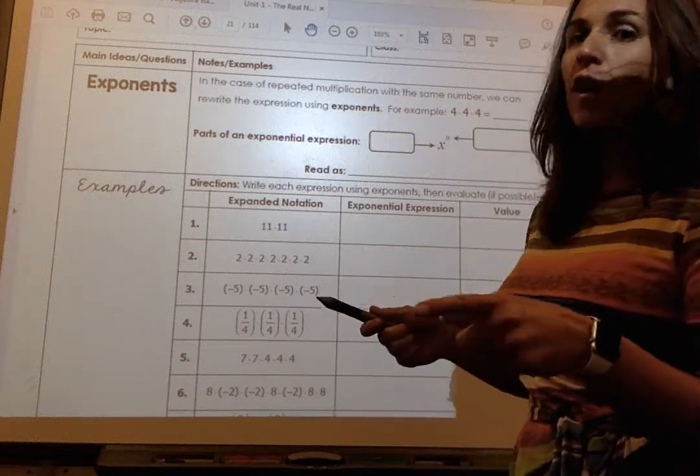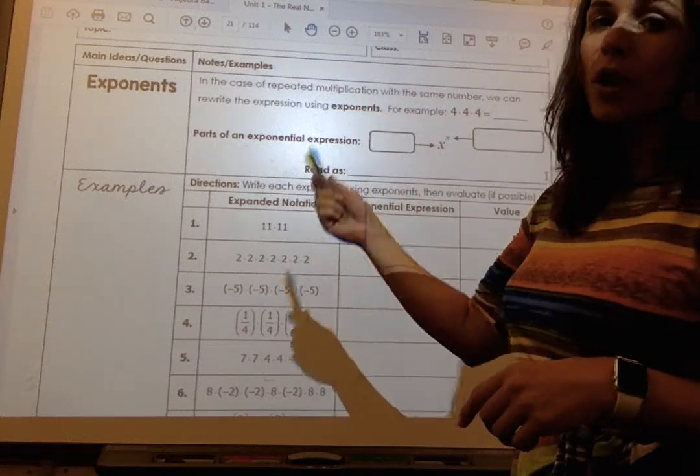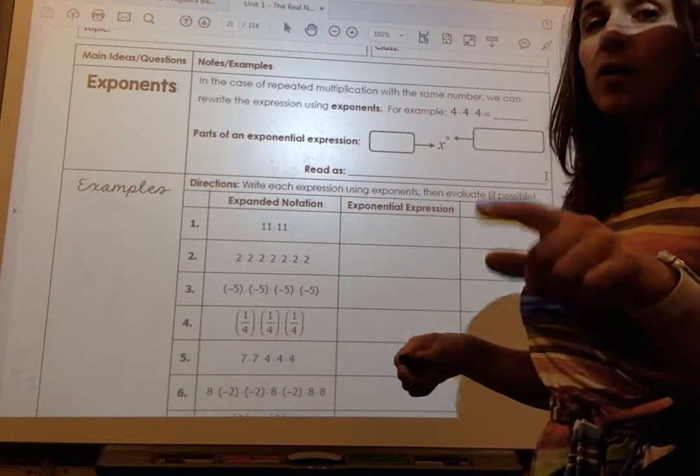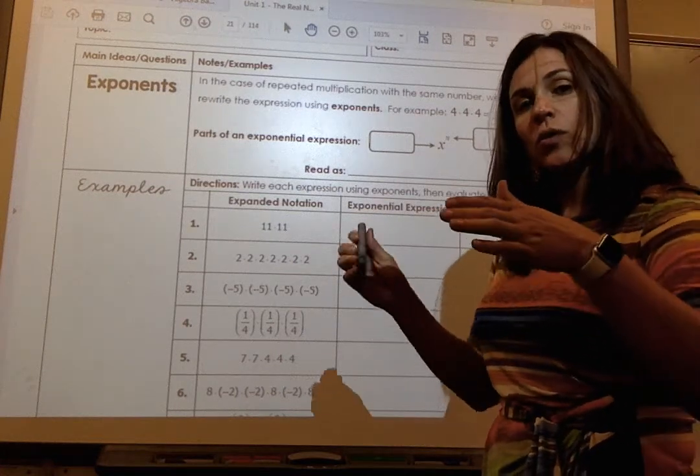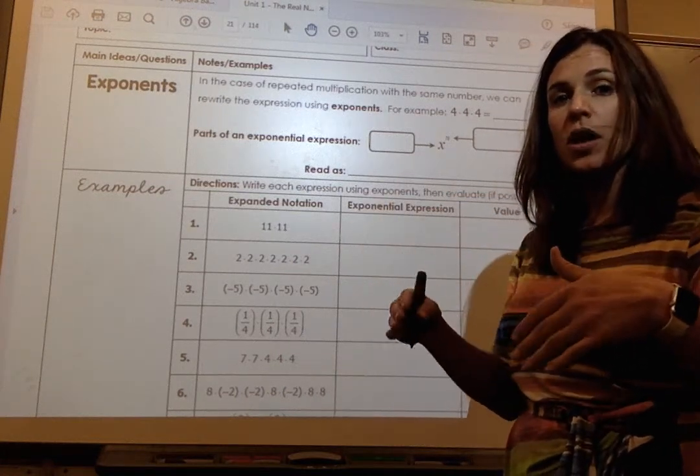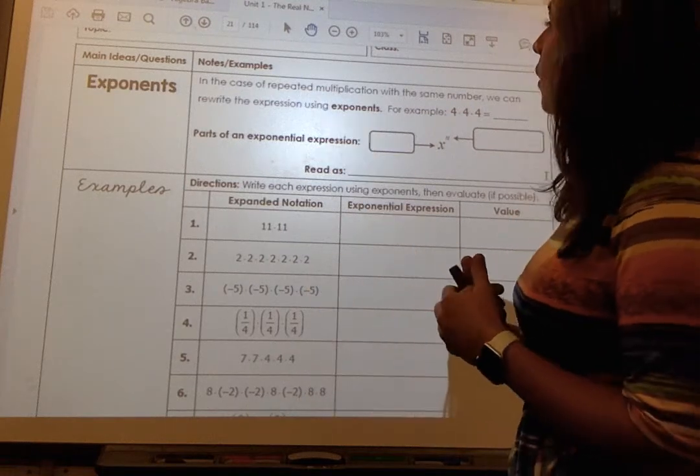Okay, guys, if you want to follow along in your notes, we're talking about exponents today. Look on the wire so you know what page number the table of contents goes on. So here we're doing exponents.